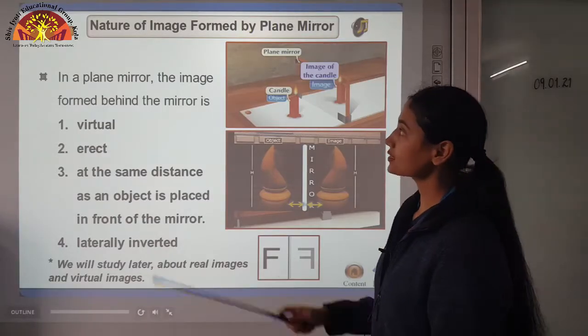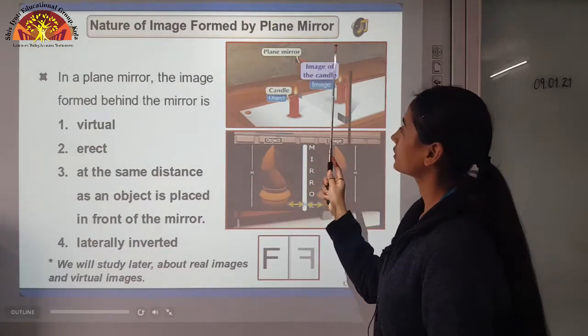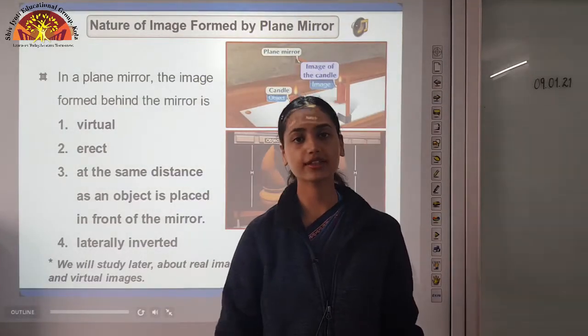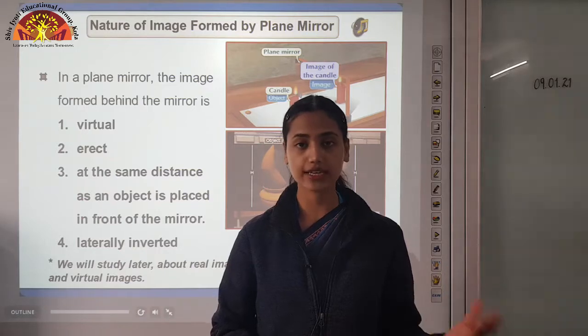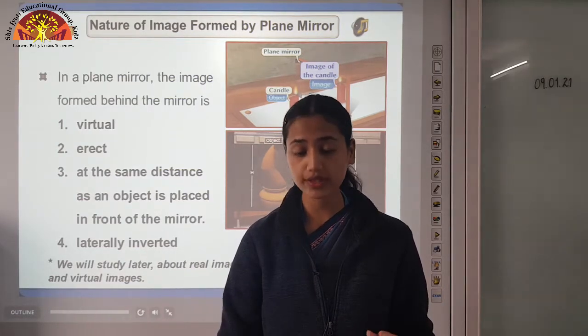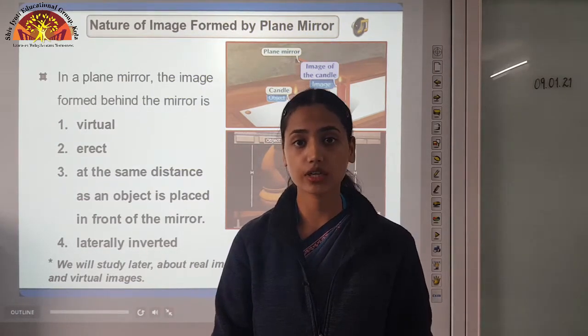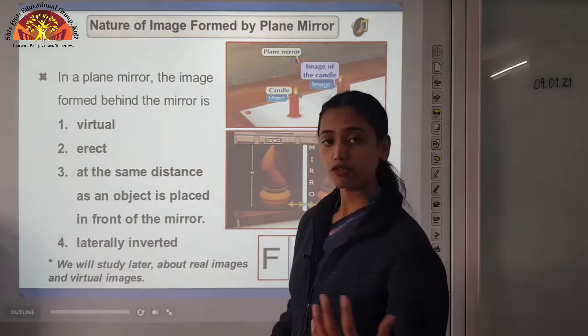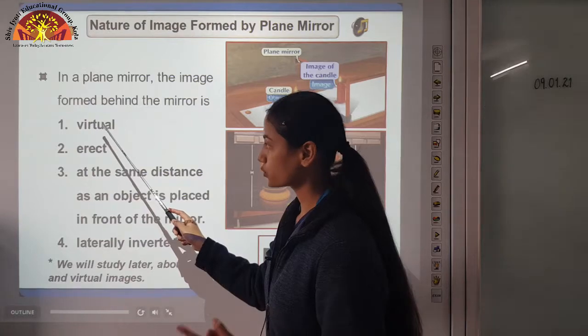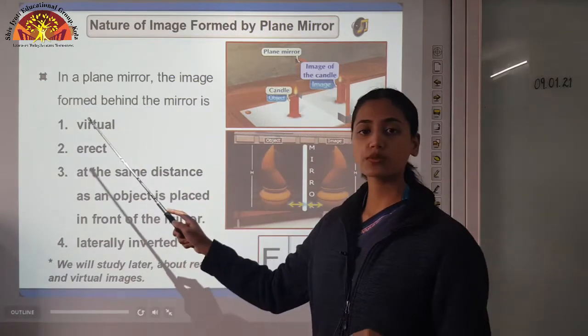Okay, now the next topic is the nature of image formed by a plane mirror. What is a plane mirror? The mirror into which we look at our face, we look at ourselves before going anywhere, that is a plane mirror. So we will talk about the characteristics of the image formed by that plane mirror. The kind of image formed is always virtual. A plane mirror always forms a virtual image.